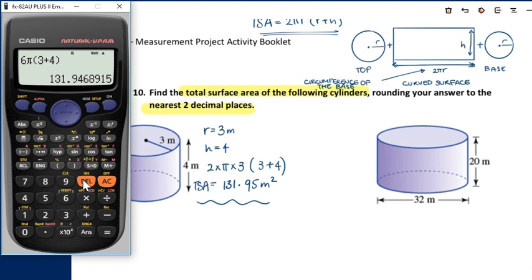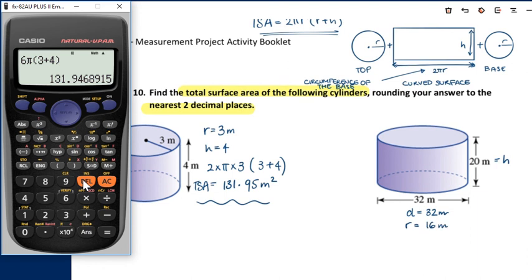So now taking a look at the next cylinder that we have, this time we've been given a height of 20 meters, and if you take a look at the dimension we've been given for the base, we've actually been given our diameter. So the diameter is 32 meters. Remember that the radius is half of our diameter, so that means the radius will be 16 meters.